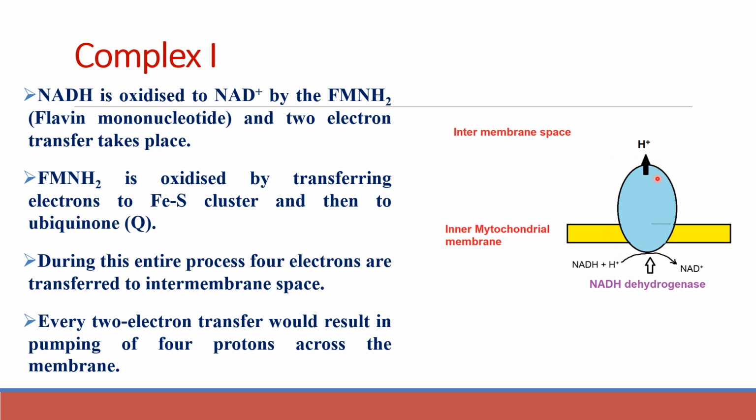So every 2 electron transfer results in the pumping of 4 protons into the intermembrane space, from the matrix across the inner mitochondrial membrane, at complex 1.